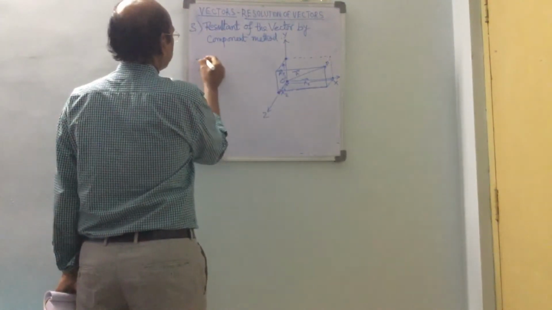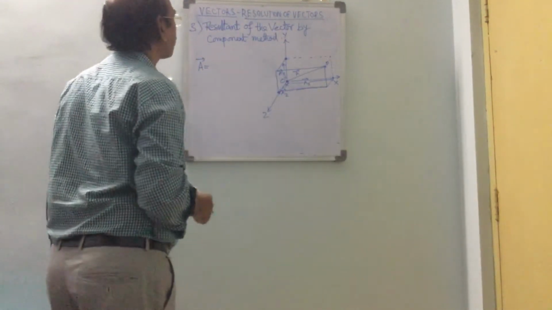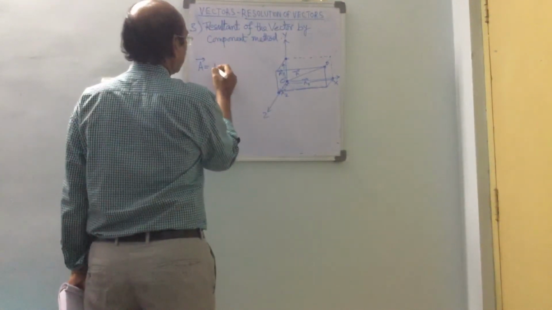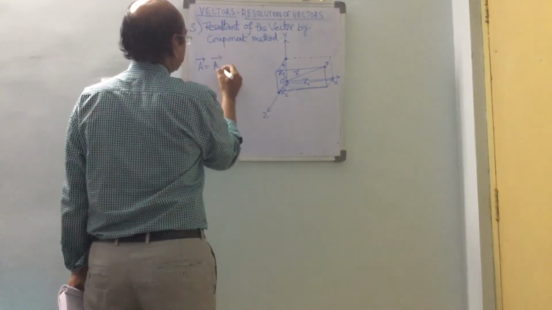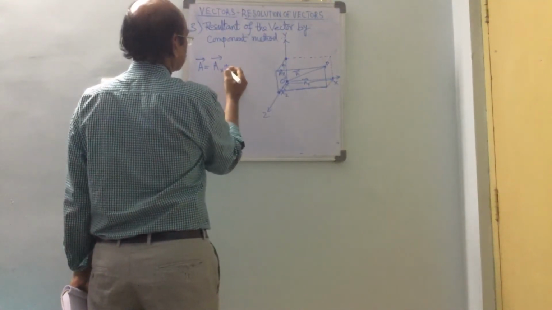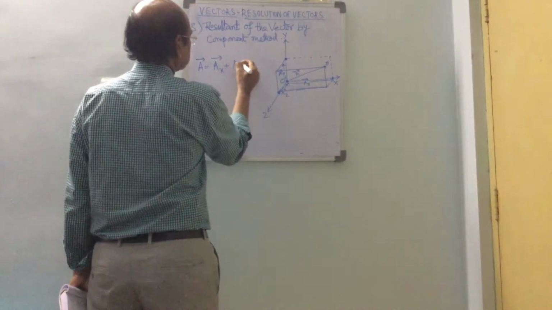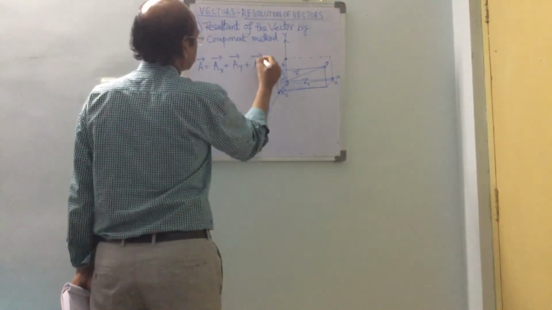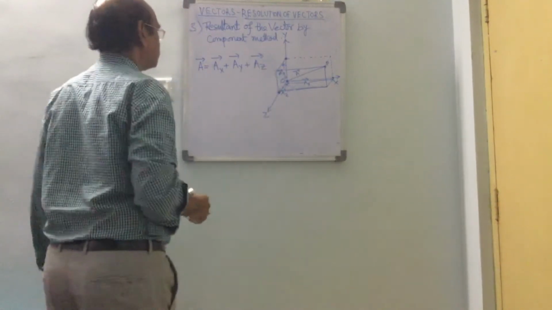Therefore, the vector can be written as the sum of three components in x, y, z directions respectively: in the x direction component A bar x, in the y direction component A bar y, in the z direction component A bar z.